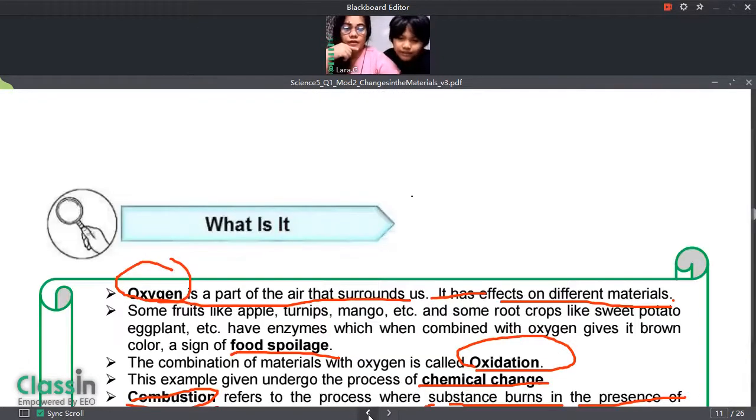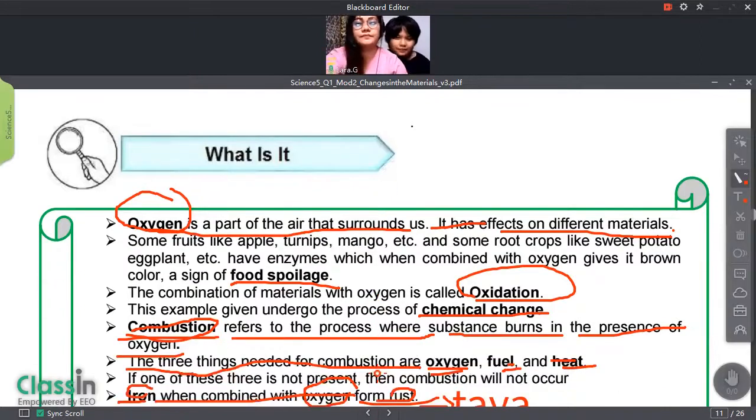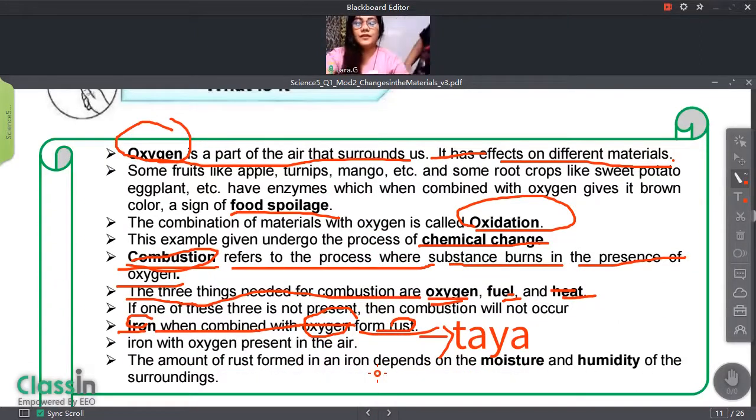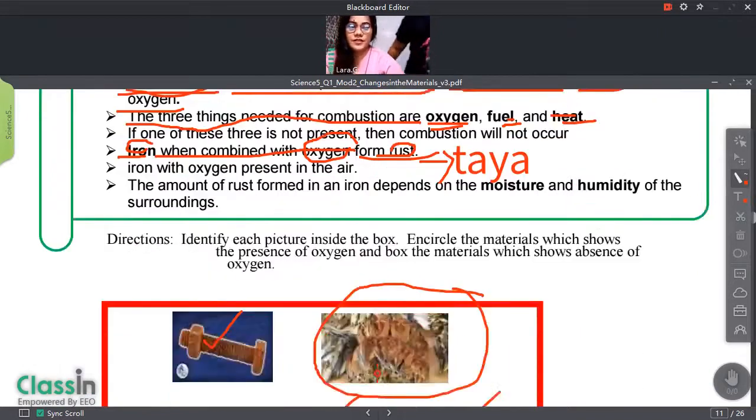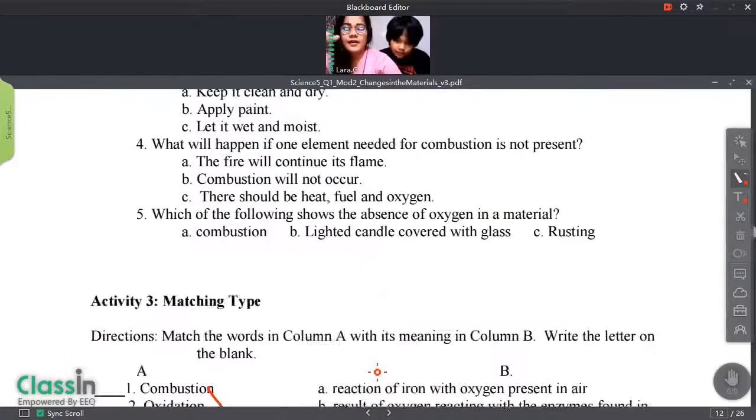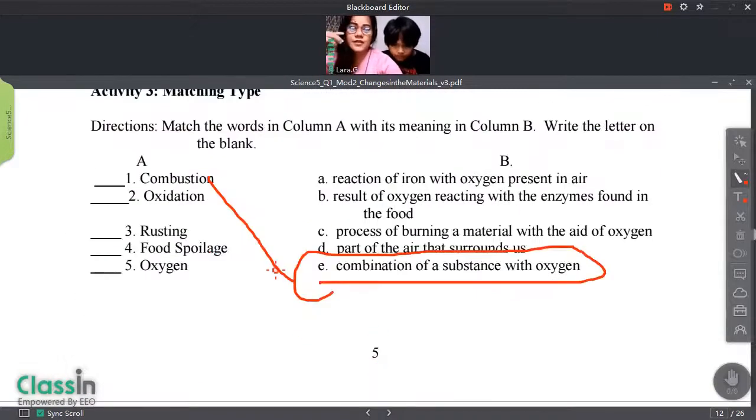Okay, wait for a while. Let me see. Where substance in the presence of oxygen, yeah. And so inana siya. Imura na ang sila, and I will check later.